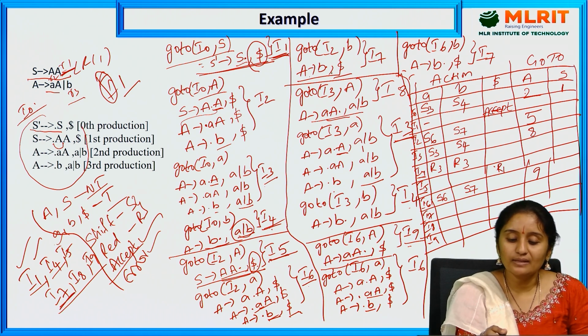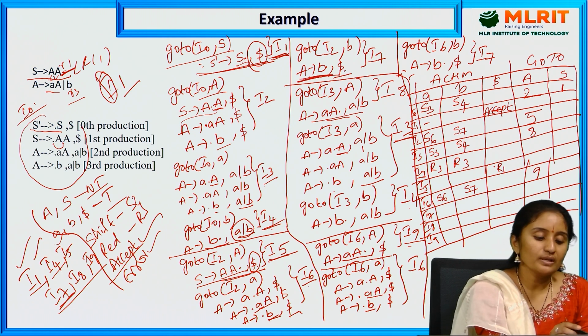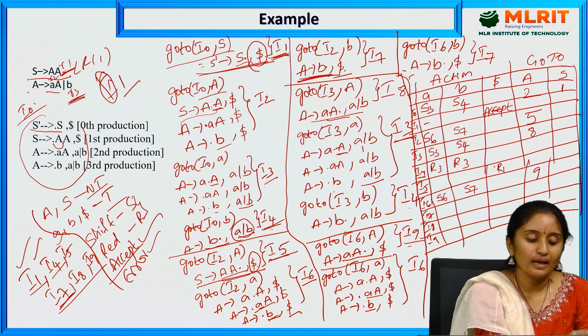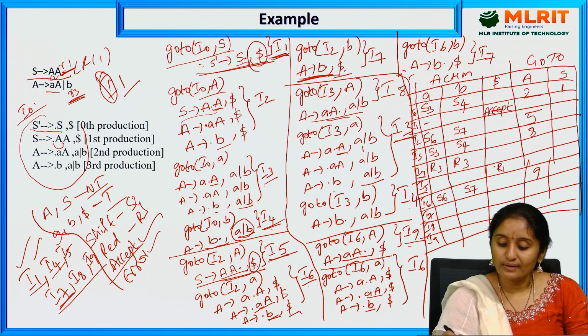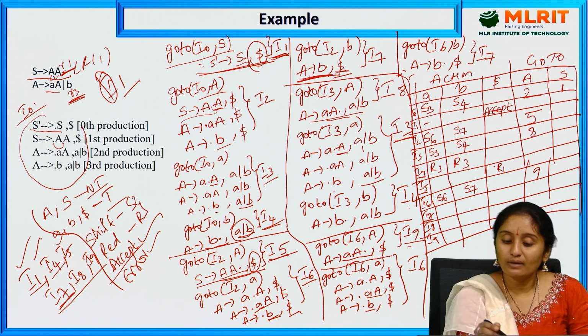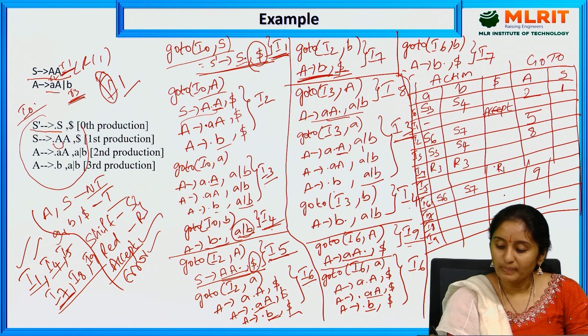I7 is A tends to B dot, comma, dollar. A tends to B dot. Check what is the reduction number? R3. A tends to B. It is R3. What is the I7 state? What is the reduction number? R3. What is the look ahead we have? Dollar. In the place of dollar, you just write reduction number R3.